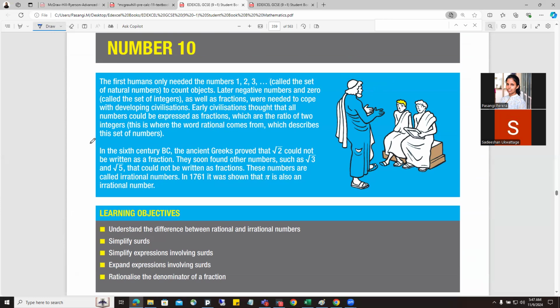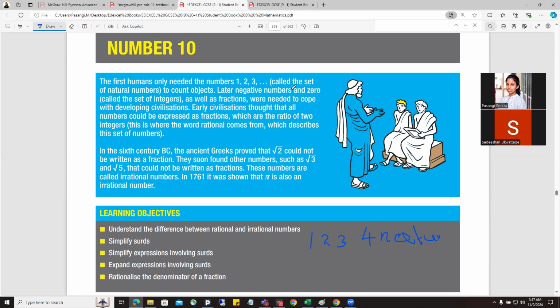So here, the first humans only needed the numbers 1, 2, 3, called the set of natural numbers. As you already know, the numbers 1, 2, 3, 4, all these numbers we call natural numbers, the countable numbers. Natural numbers means the countable numbers. Those are used to count objects.